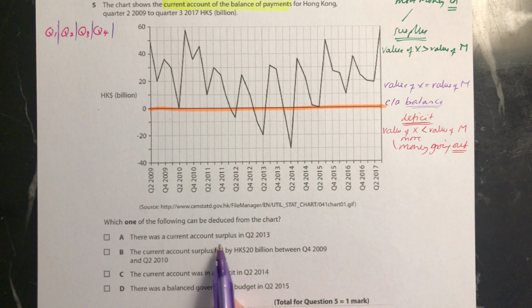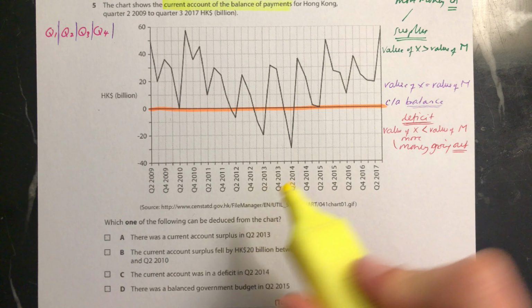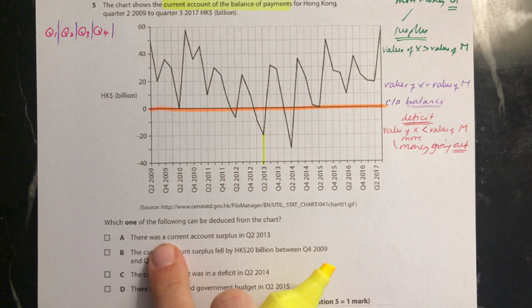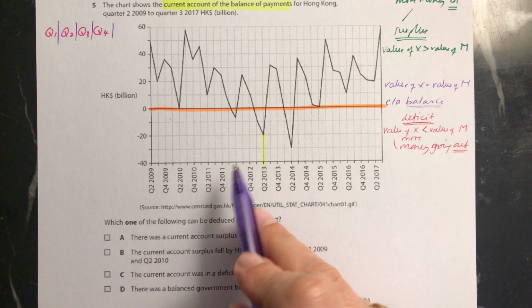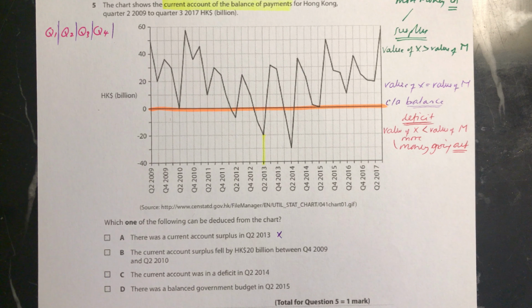There was a current account surplus in quarter 2, 2013. So let's look at quarter 2, 2013. That is here, quarter 2, 2013. It's this point here on the graph. And they're saying there was a current account surplus. We know that's completely wrong because it's negative. If you read it across, it's negative 20, which means we have a current account deficit there.